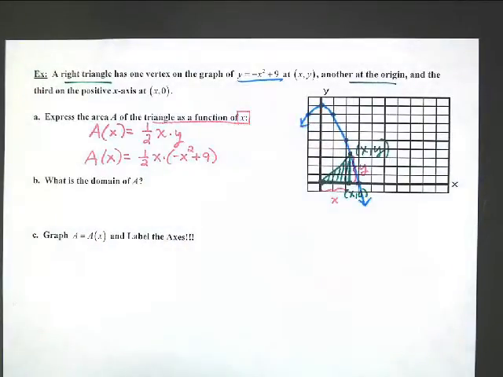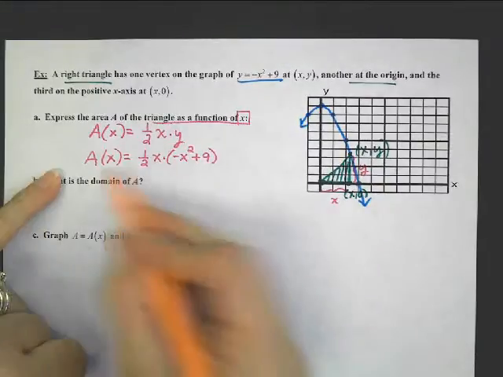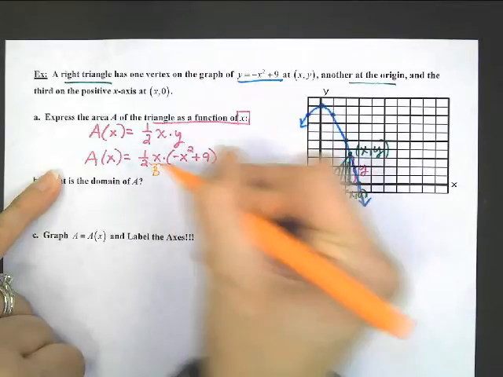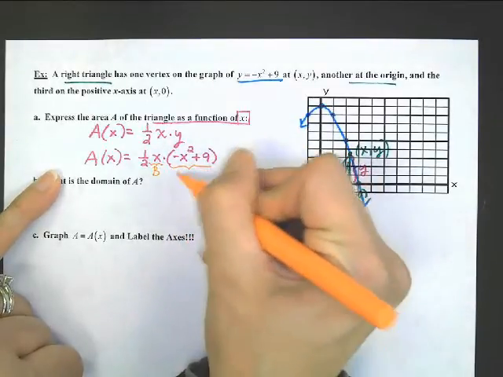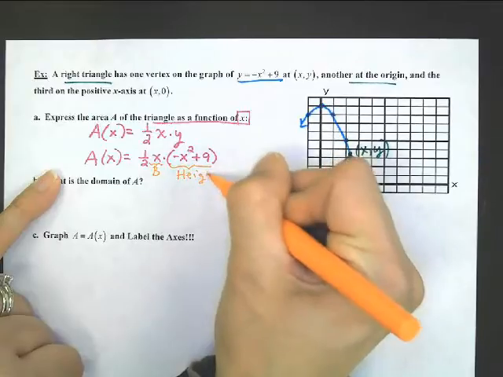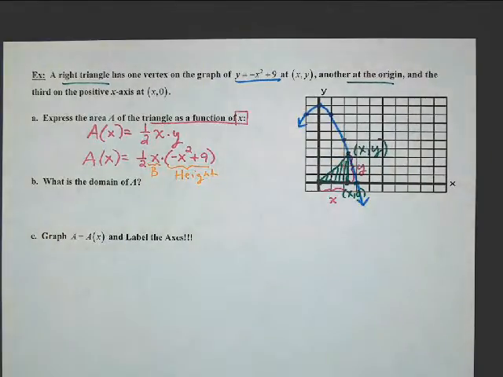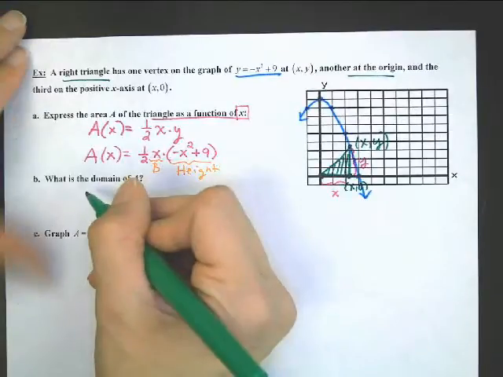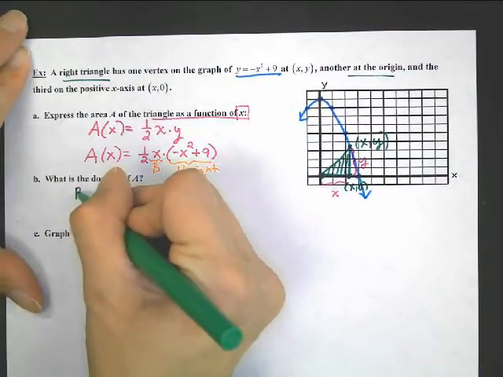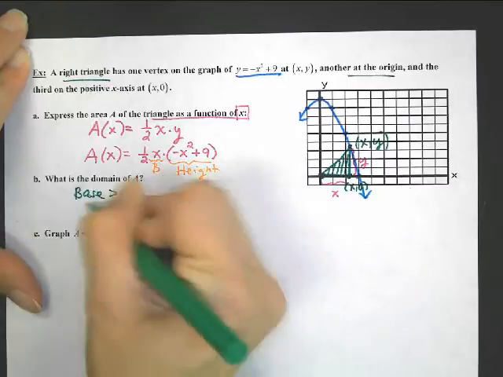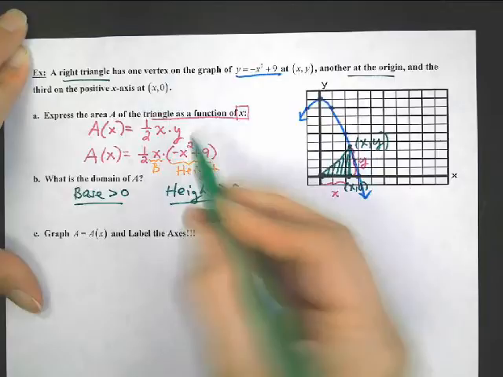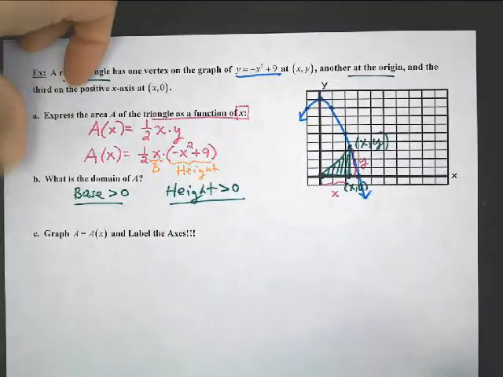Let's just stop and label this here, because this is going to help us later. This represents 1/2. X represents base, and this represents height. We're going to need that throughout this whole page. So if you understand how you made the equation, that'll help you with everything else. What's the domain? For this triangle to be in existence, the base has to be more than nothing, and the height has to be more than nothing. Now I know the area formula has 1/2, but that's just a half.